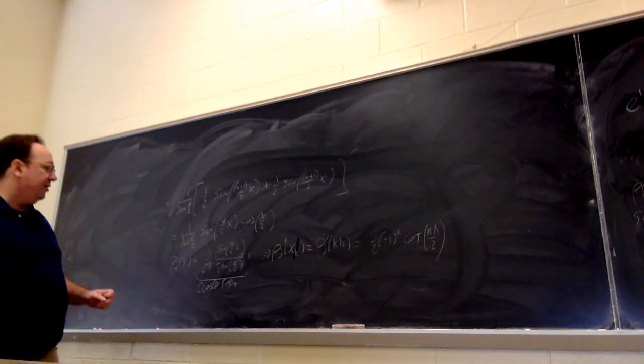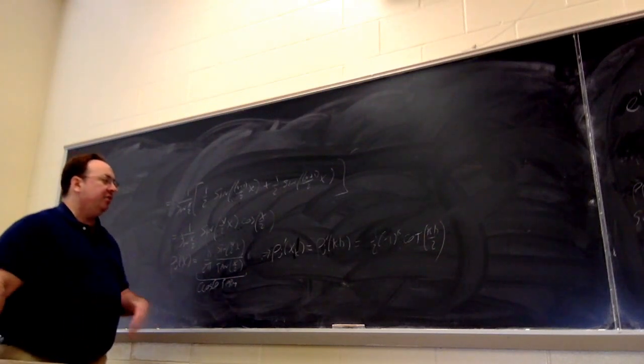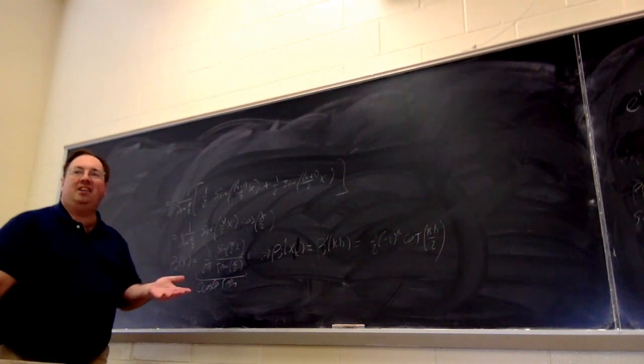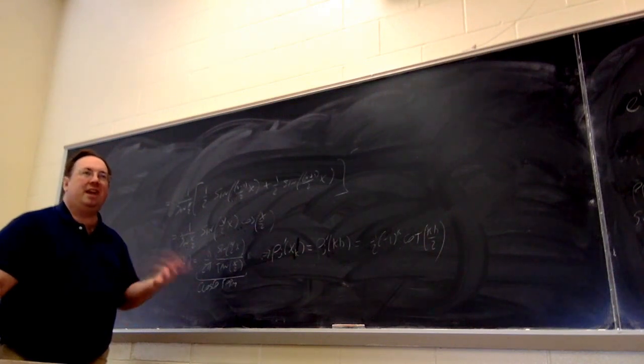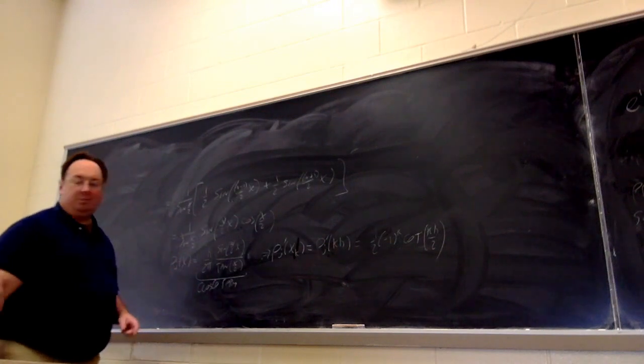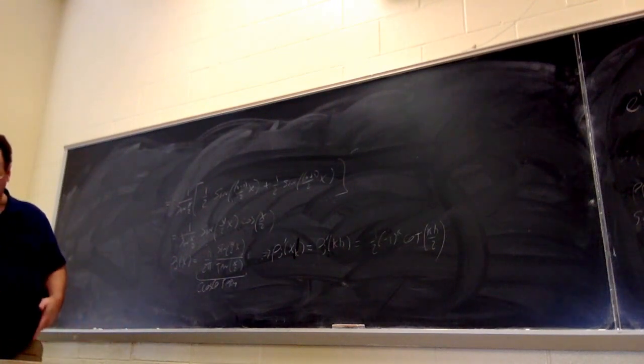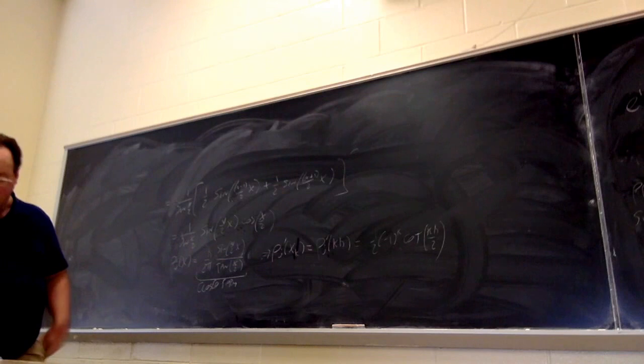So if you work out the derivative of this using the quotient rule, plug in x equal to kh, and you use certain things like sine of an integer multiple of pi is 0, cosine of k pi is equal to minus 1 to the k. That's where that minus 1 to the k comes from. Things like that. Then we get that.